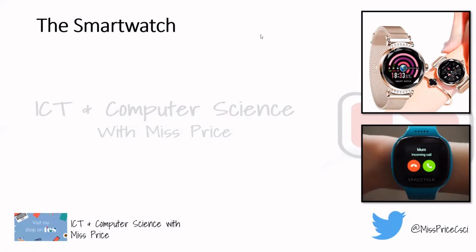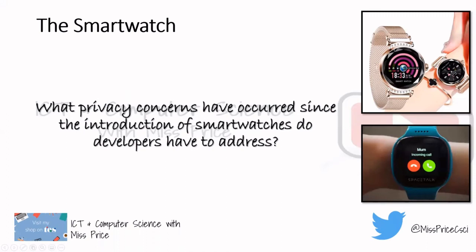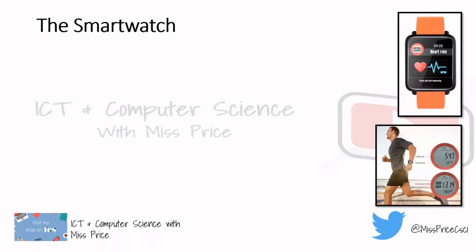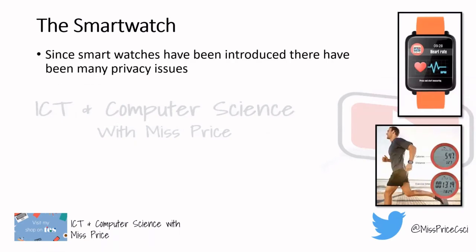Okay, now smartwatches. So smartwatches do have a lot of data about us. So for example, what privacy concerns have occurred since the introduction of a smartwatch? Okay, the developers have to address. Now, a lot of you have got smartwatches, and I don't know if you consider some of these things, but one thing I kind of find a little bit creepy is that they know when you've gone to sleep and when you wake up. So, since the watches have been introduced, there have been many privacy issues, but there's been many good things as well. So for example, because they can take somebody's heart rate, they've been known to save lives.